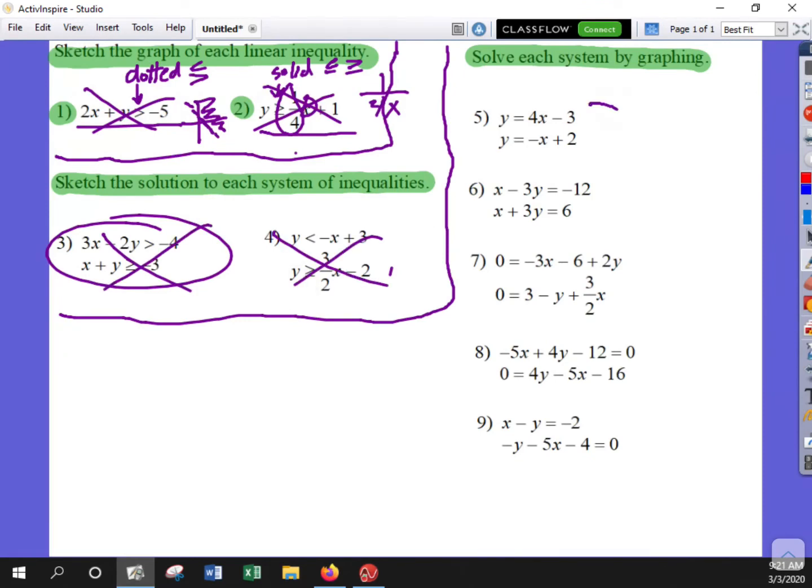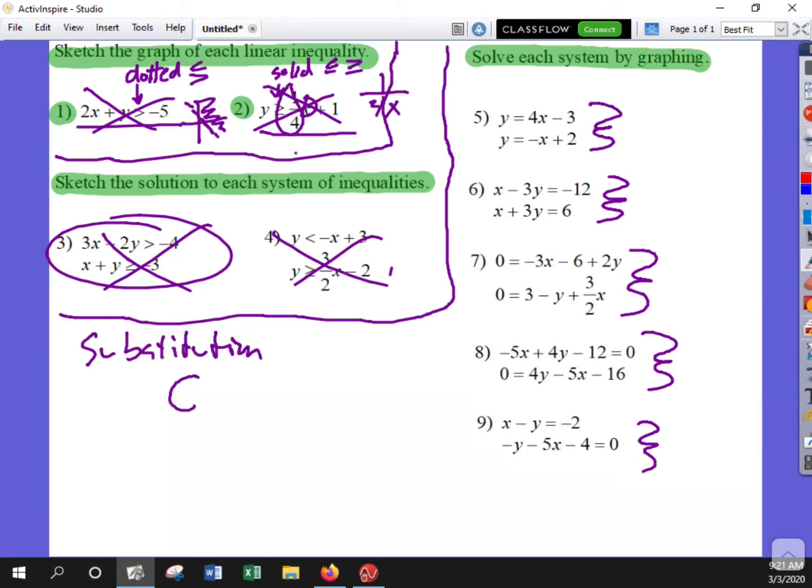Now let's take a look at solving systems of equations by graphing. Now, there are algebraic ways you can do this, right? Substitution and elimination. We're not talking about those in this video, though, but there is that option. Instead, we're just going to graph them. So all we do is we start off by graphing them. That's what we're going to do.